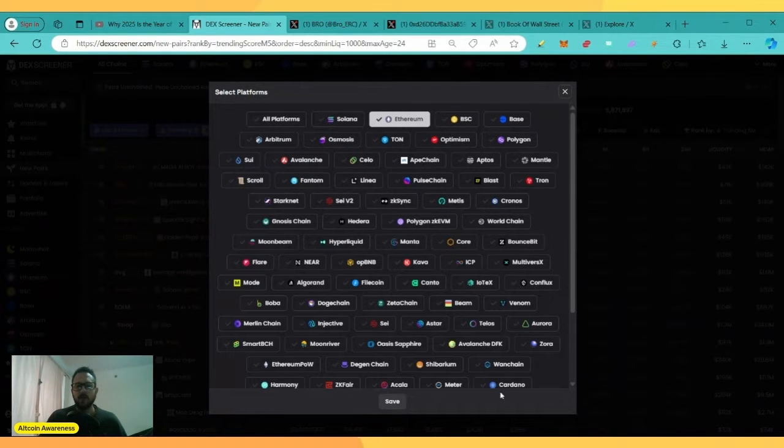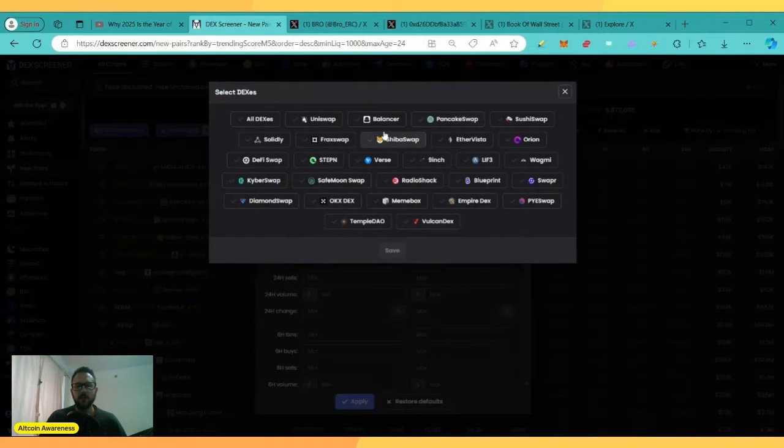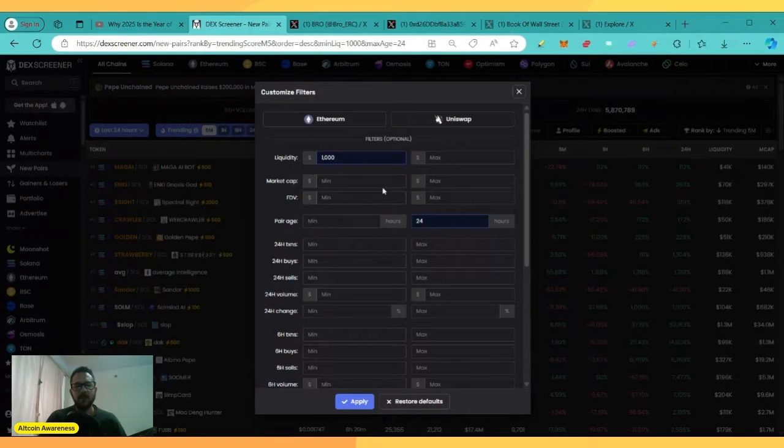Now, select the Ethereum platform and click Save. Also, click on this tab here next to the Ethereum and click on Uniswap. Click Save. And then the next thing that I want you to do is I want you to change the liquidity to minimum of 100.